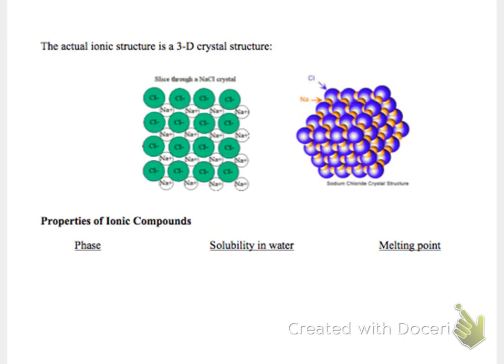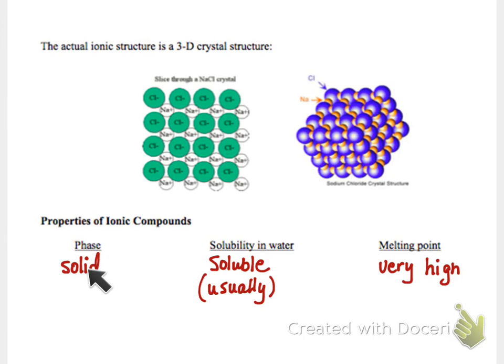Properties of ionic compounds. They are solids at room temperature, generally. They are usually soluble in water. That's not always true, but usually they are soluble in water. And they have very high melting points, because there are so many strong bonds that to make them melt, you have to weaken all of those interactions, and that takes a lot of energy to do. So the melting point is very high. You can get them to melt, like with the Bunsen burner, but at 400 to 500 degrees, very, very high temperatures.